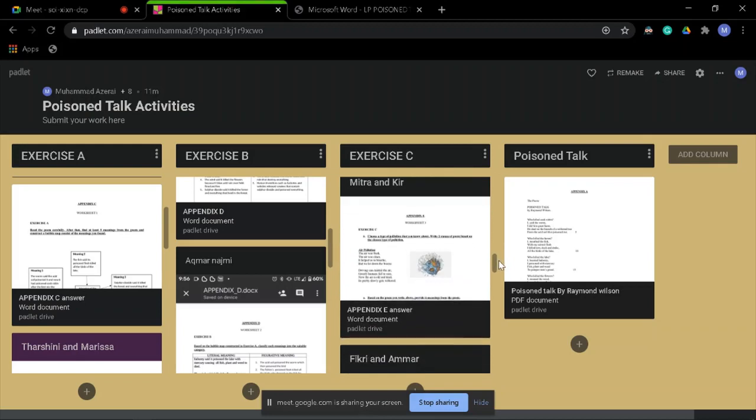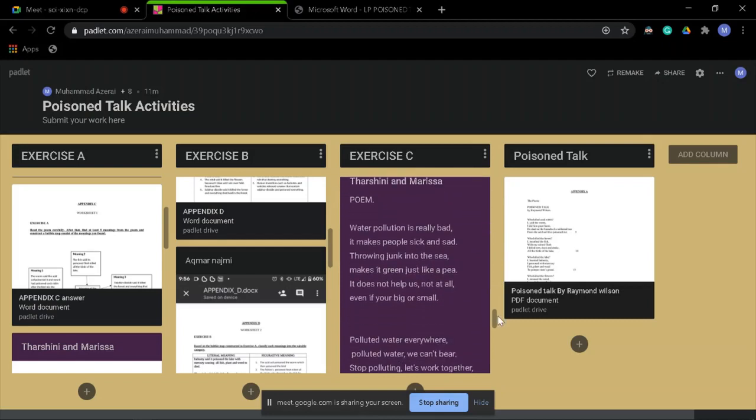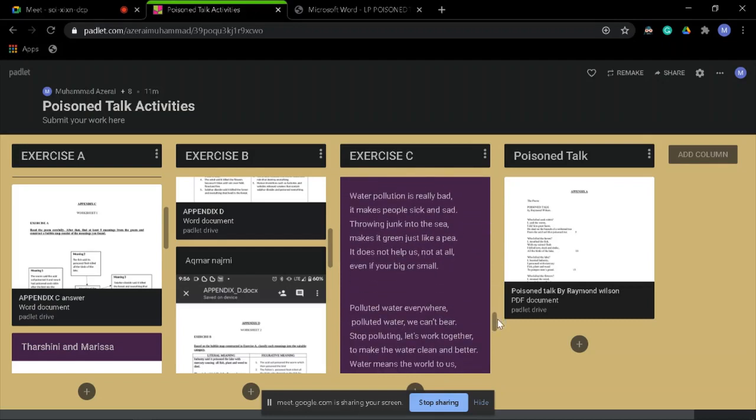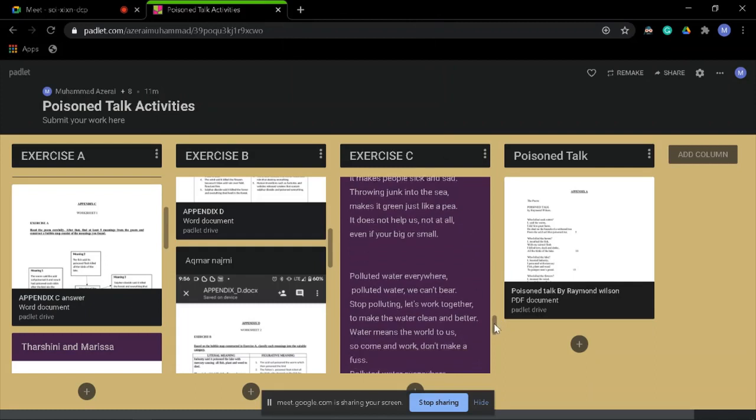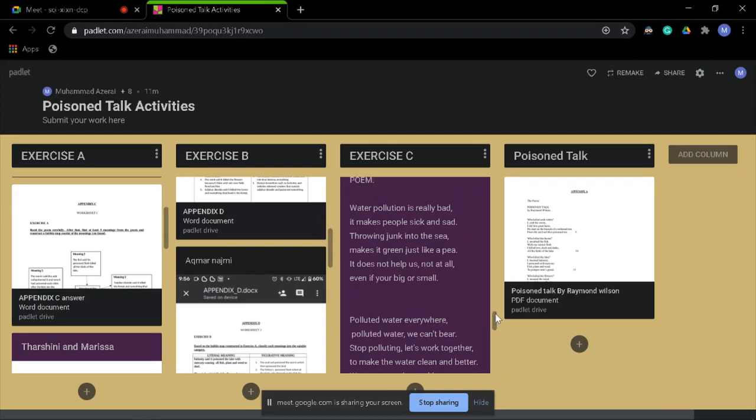Okay, the next group is Tashini and Marisa. Can I have you read your poem and the meaning? Sure, sir. I will read the poem. My partner will tell the meaning. I will read through my phone because my laptop is not clear. No problem. Okay, so we chose water pollution, and here is the poem.